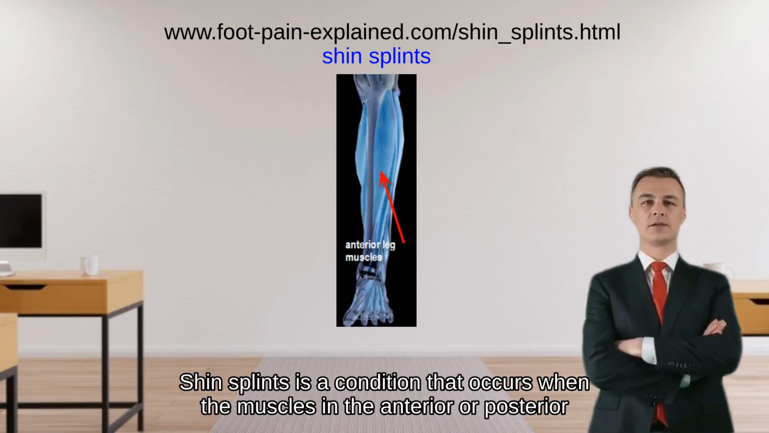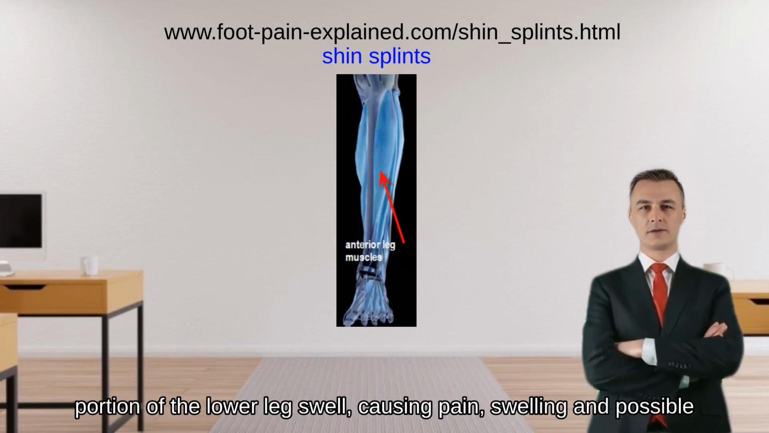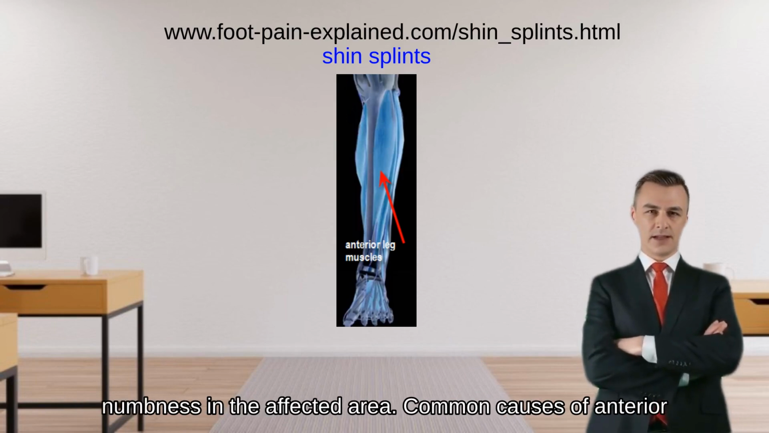Shin splints is a condition that occurs when the muscles in the anterior or posterior portion of the lower leg swell, causing pain, swelling, and possible numbness in the affected area.